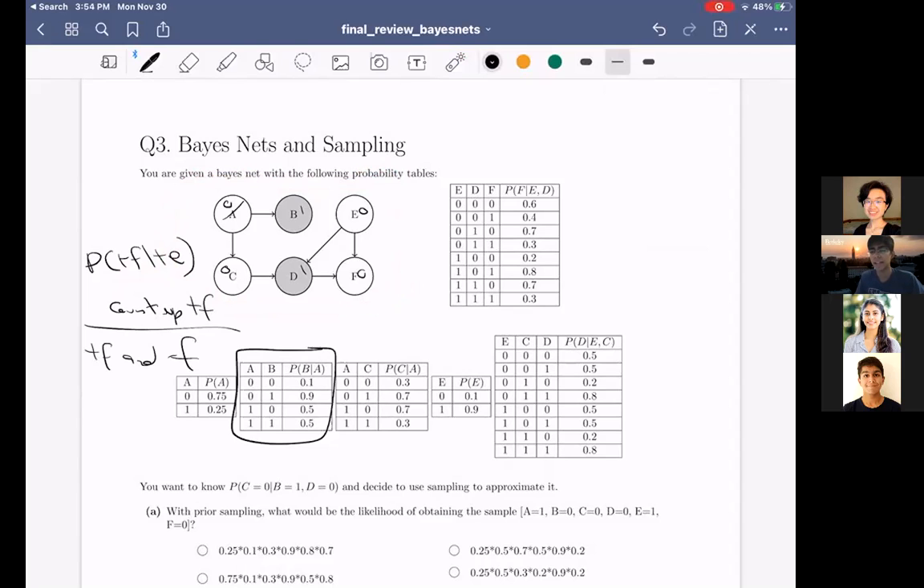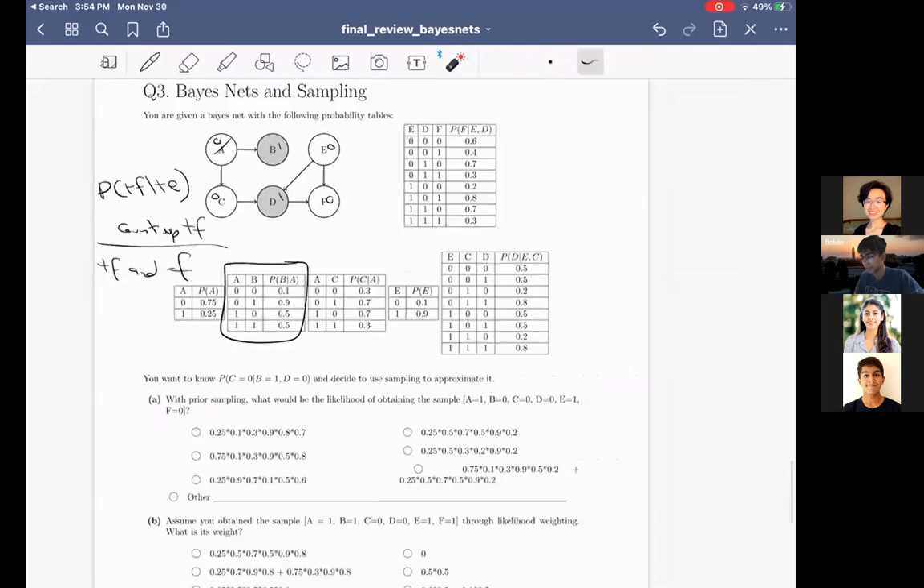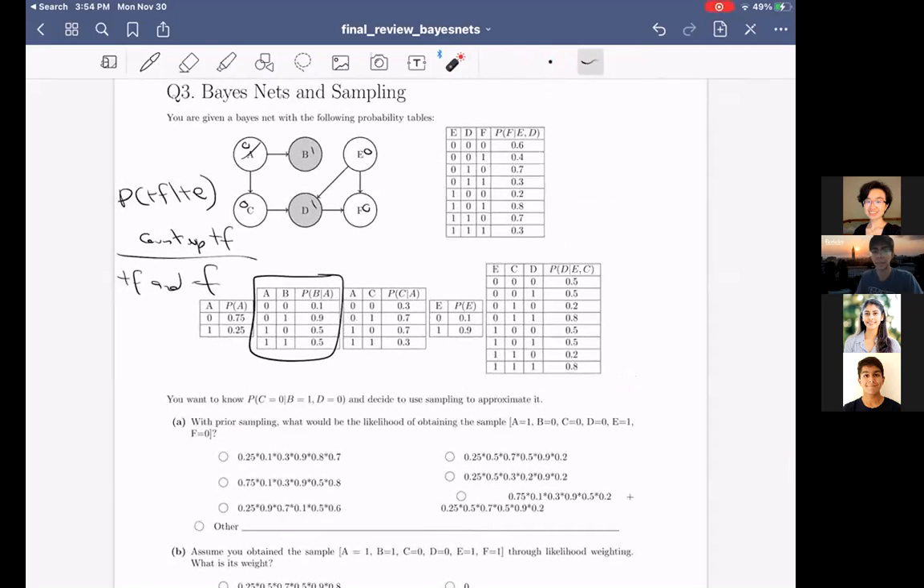Now, the way that I described to you right now is called prior sampling, which is the most naive way to do things. You sample everything and you keep everything. And then in the end, you just ignore the ones that don't match your evidence. So that's the one we're going to start with in part A. In prior sampling, what's the likelihood of obtaining this sample? So yeah, take a minute and think about that.